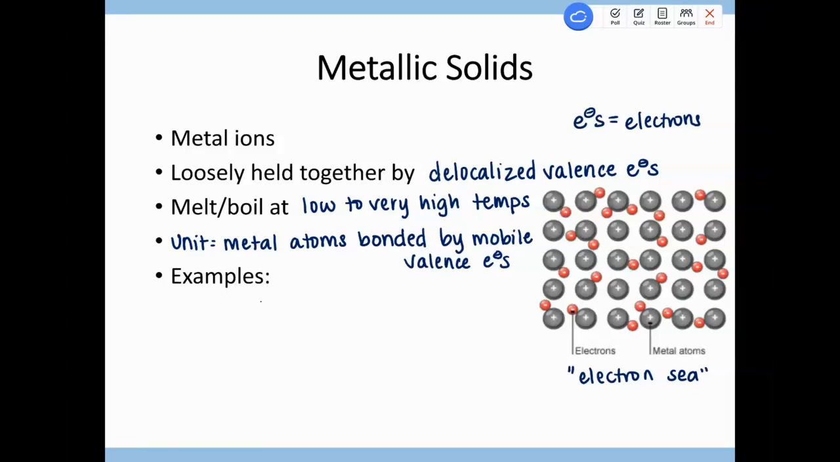And examples are just different metals. So cesium, iron, tungsten, gold, silver, all of these exist as metallic solids.